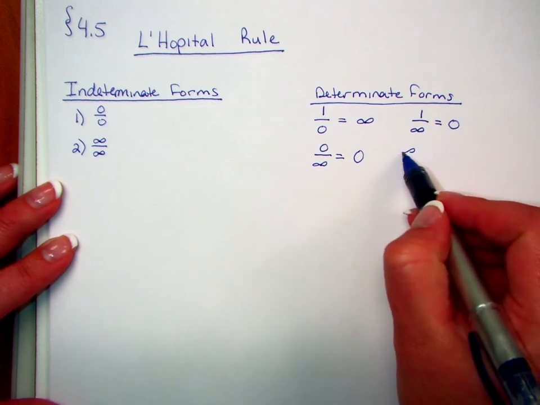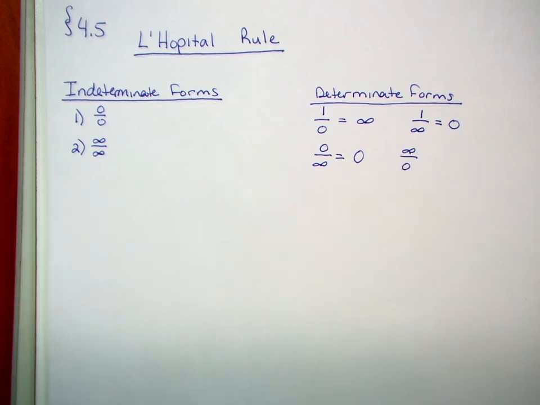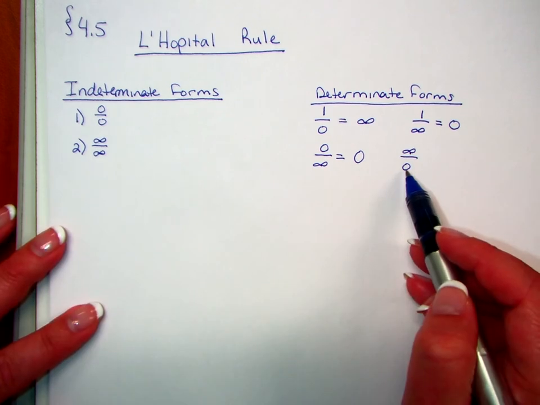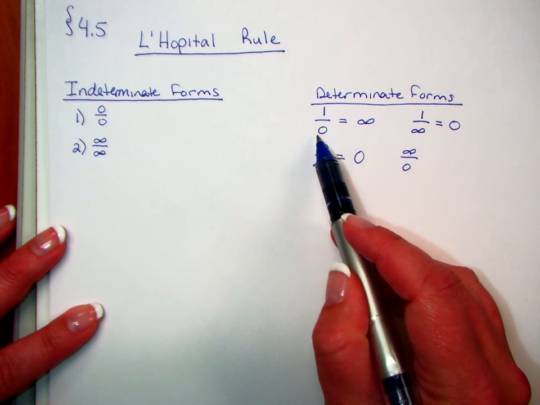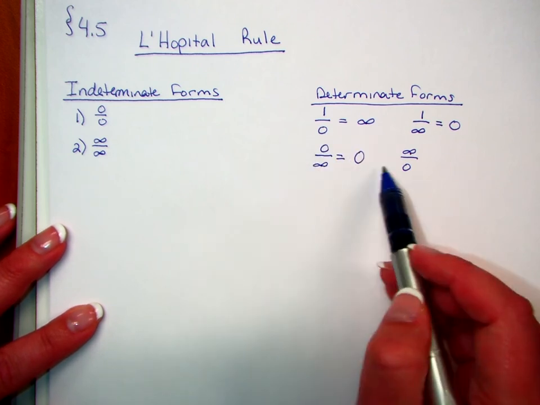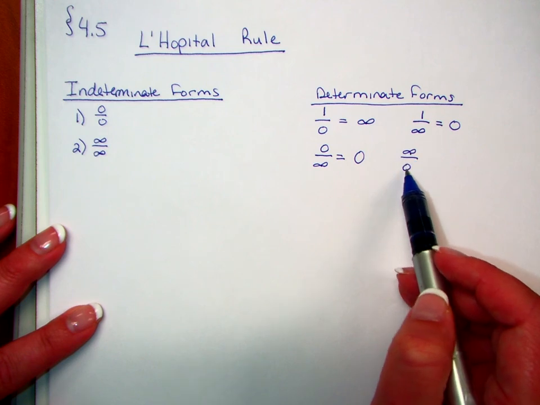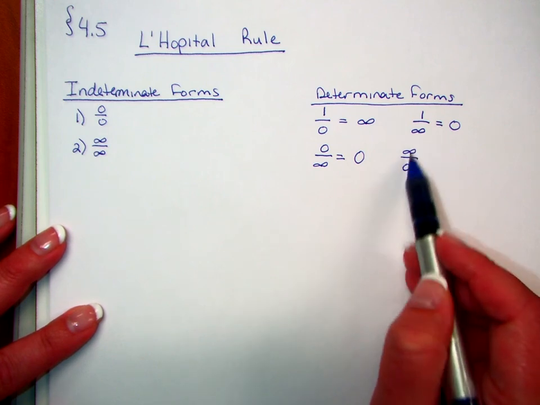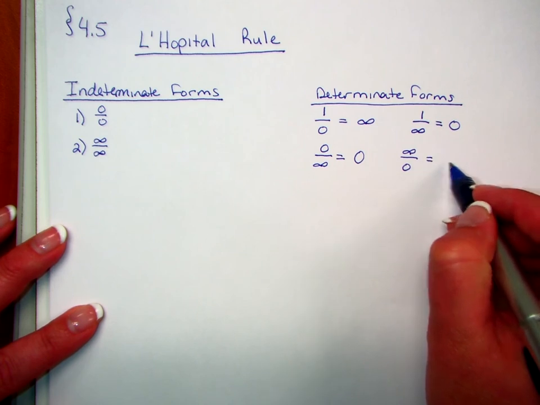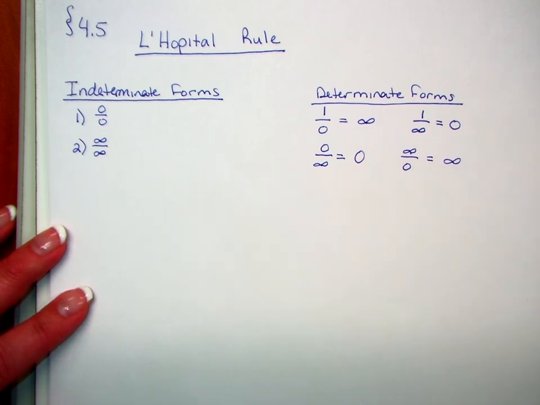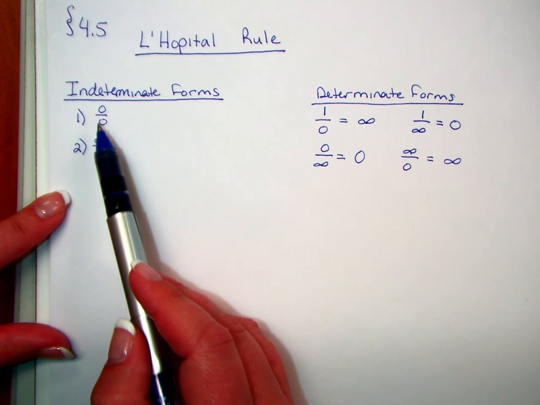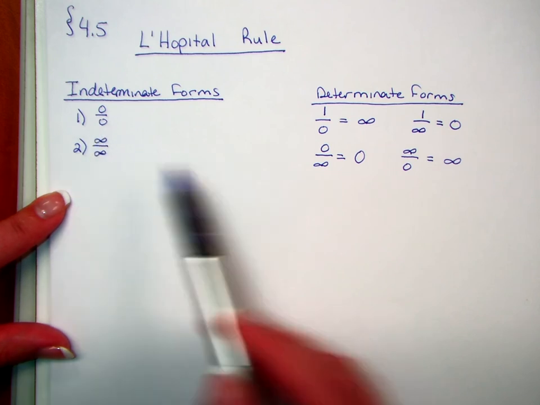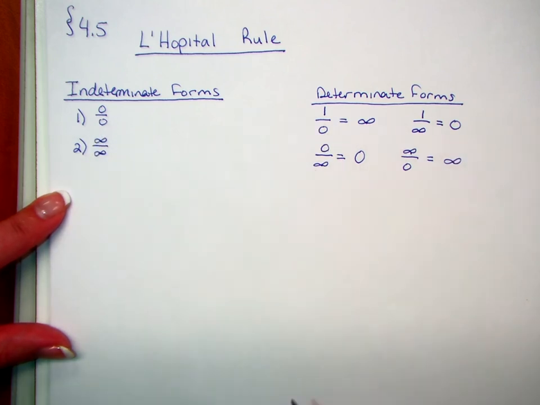So if I were to do infinity over 0, if the top function was headed to infinity and the bottom function was headed to 0, this is like infinity times 1 over 0. 1 over 0 is the truest definition of infinity we have, okay? And so this is infinity. If the bottom is getting really small, the fraction is getting really large. And so this determinate form is always, always, always infinity. So we're always going to check whether we have an indeterminate form here or one of these determinate forms here before we evaluate the limit.